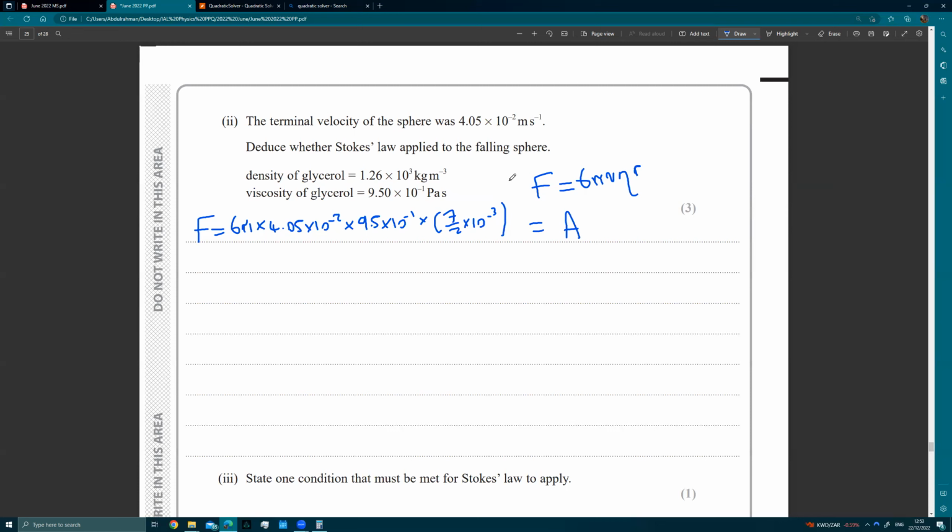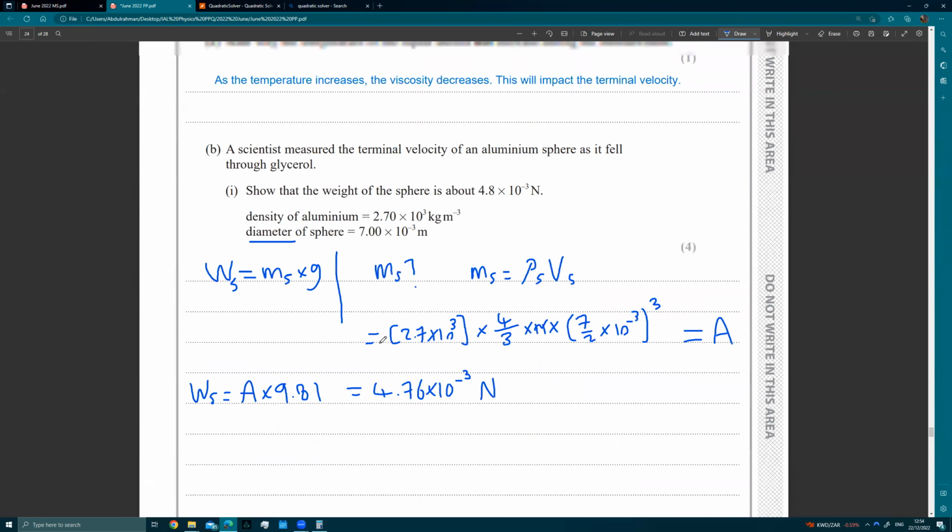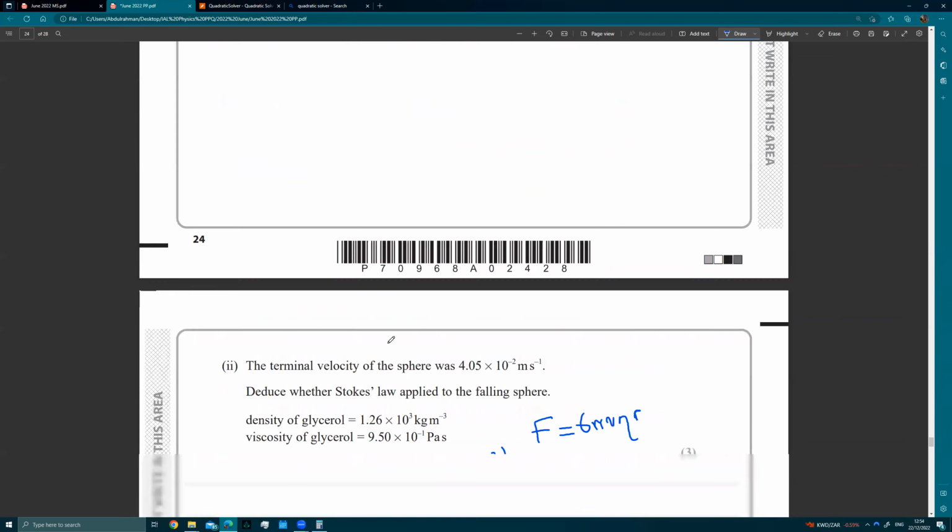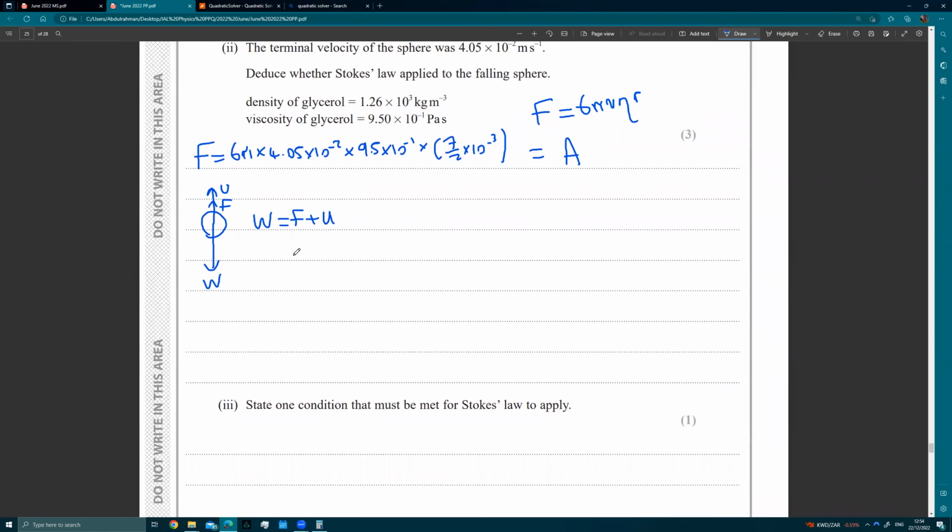Now let's work out the actual frictional force in real life. And to do that, let's consider the force diagram. The forces acting on the sphere because it's falling: you have weight downwards, and upwards, you have upthrust and this frictional force F. So we're going to say weight is equal to friction plus upthrust. We worked out the weight on the previous question. So let's rearrange and work out what this force F is and compare it with our first answer.